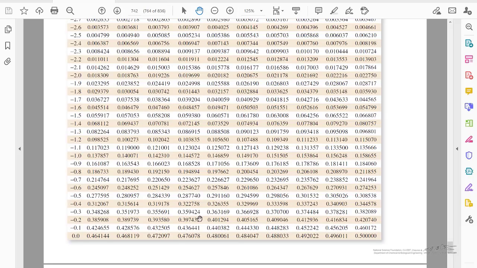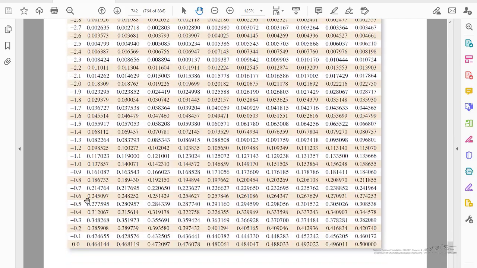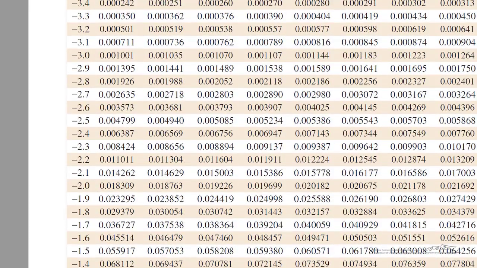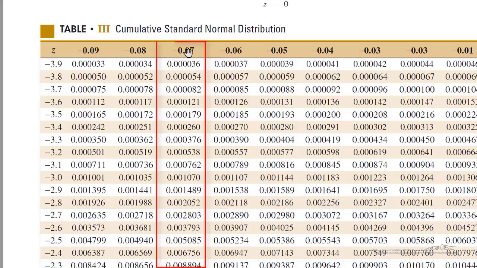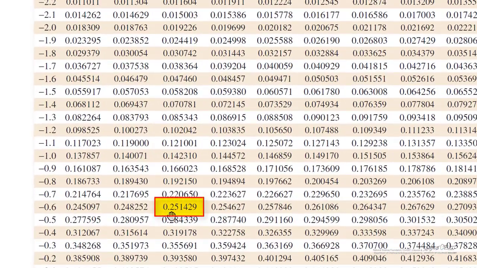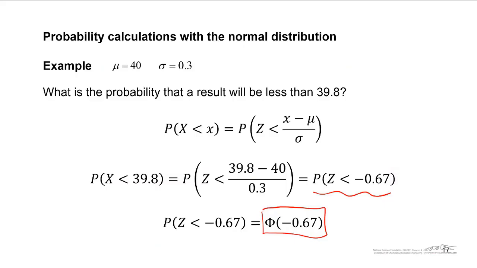Here I've got the table, and I have a z value of negative 0.67. We can go down here. The third column over is negative 0.07 in the hundredths place, so I go down, and where we get negative 0.67, that's a probability of about 0.251. That means the probability that any x value is less than 39.8 is equal to 0.251.